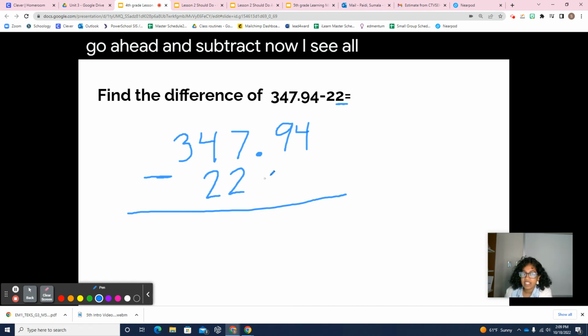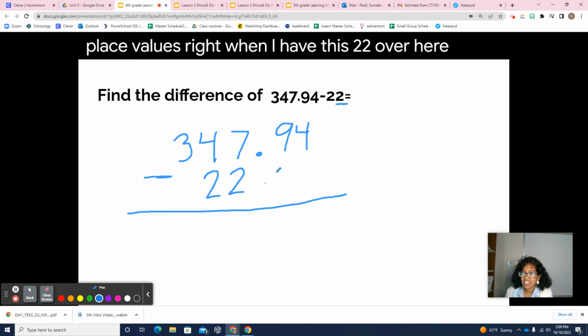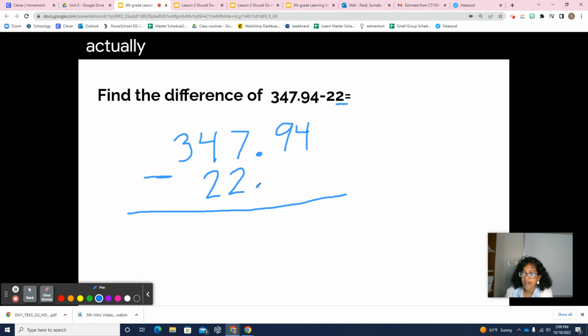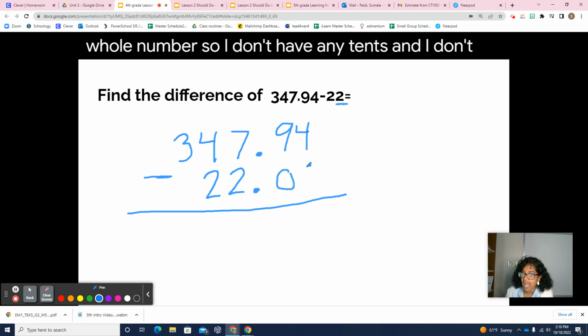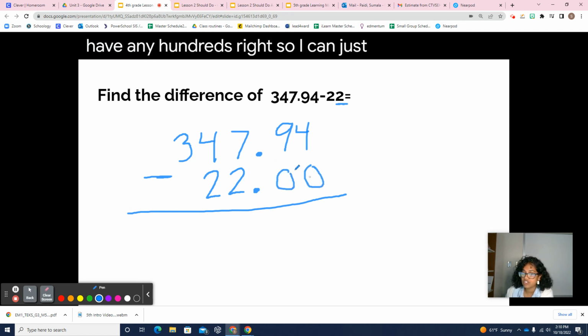Now, I see all of these empty place values, right? When I have this 22 over here, what that's telling me, if I don't have any decimal, is I actually have a decimal behind it, right? So anytime I see a number without a decimal point, I know that I can put a decimal behind it. And what it's telling me is I have a whole number, so I don't have any tenths and I don't have any hundredths, right? So I can just replace those with 0. These zeros don't change the value of 22. It's still 22. So 22 is equal to 22.00, right? So I'm going to fill that in with zeros. Now I can go ahead and subtract.